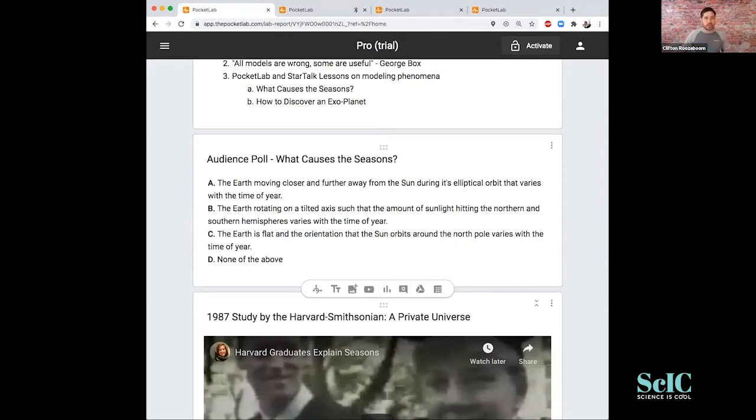So the distance from the sun, essentially. B, the Earth rotating on a tilted axis such that the amount of sun hitting the northern or the southern hemispheres varies with the time of year. C, I got this from the Flat Earther wiki page. The Earth is flat, and the orientation of the sun orbiting the North Pole varies with the time of year. I didn't know that. That's how you explain seasons if you're a flat earther. And D is none of the above. Maybe we didn't capture the real reason.